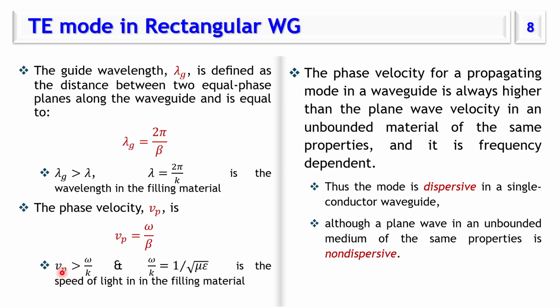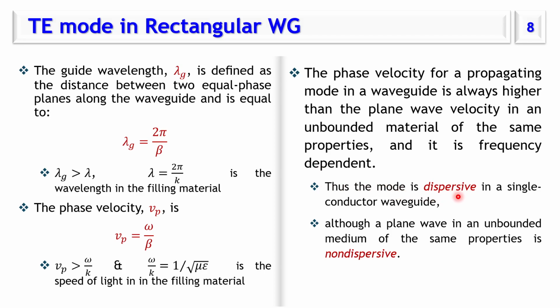We'll find that the phase velocity is larger than the speed of light in the dielectric filler of the waveguide. As we discussed last time, it is the phase variation which can be larger than the speed of light, but the wave propagation velocity can't be greater than the speed of light. And also we can look here for the phase velocity. We find that it is higher than the plane wave velocity in unbounded material with the same properties.